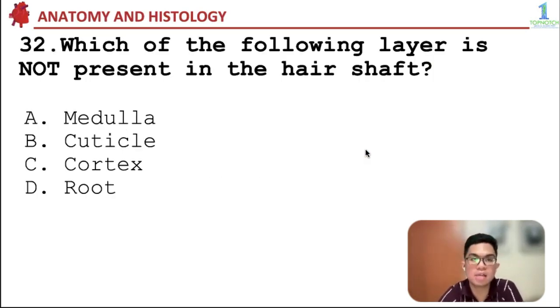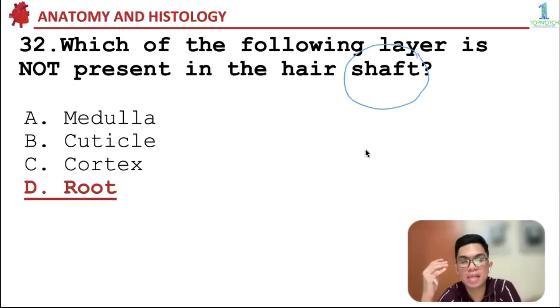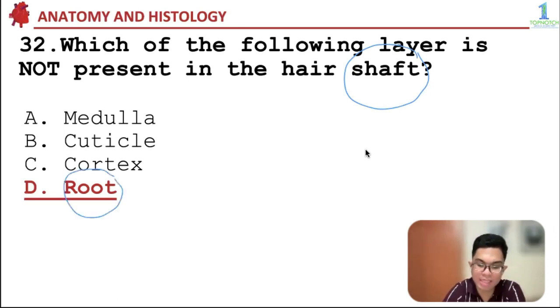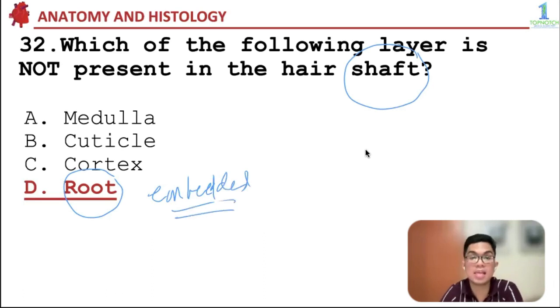Which of the following layers is not present in the hair shaft? It's your root. Why? Your hair shaft is the part of the hair extending beyond the skin. So that's the hair we see, that's the hair shaft. Whereas the root is what is embedded within the skin. Okay? It's what is embedded. So by the definitions alone, the hair root cannot be included with the hair shaft, because one is embedded and the other projects beyond the skin.